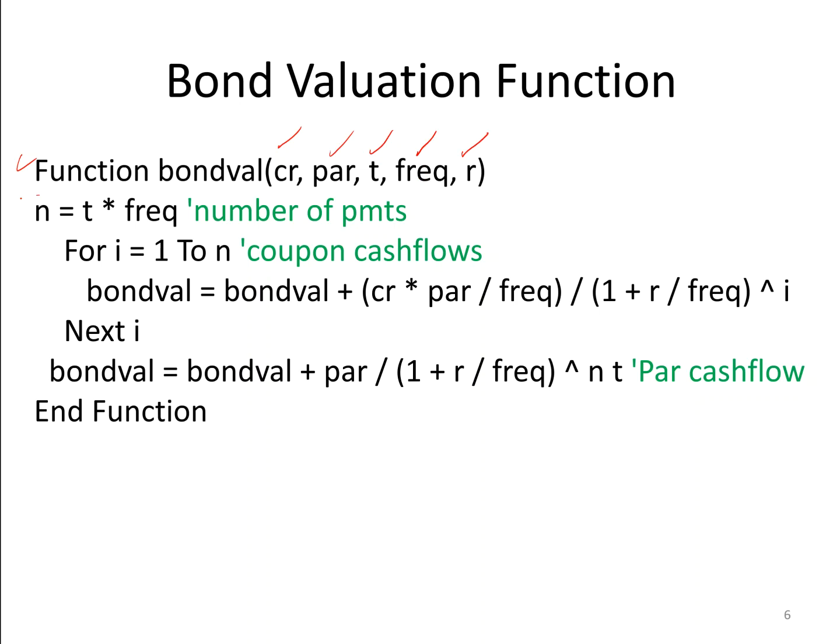I first calculate how many total payments there are. So I have a variable n equal to t times frequency. And then I have a loop for i equal 1 to n, next i. And then I have an aggregation function here. Bondval equals bondval plus the coupon times par divided by frequency over 1 plus r to the i. So what this is going to do is take the present value of all coupon payments.